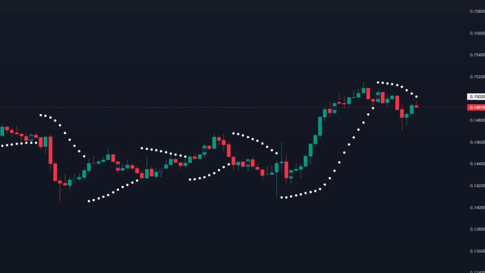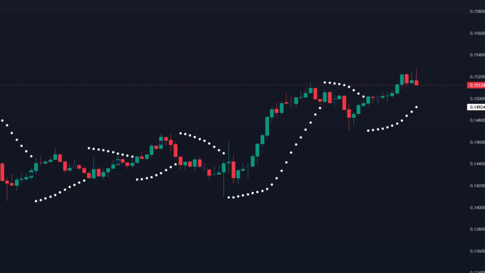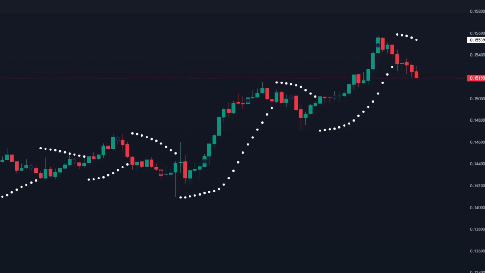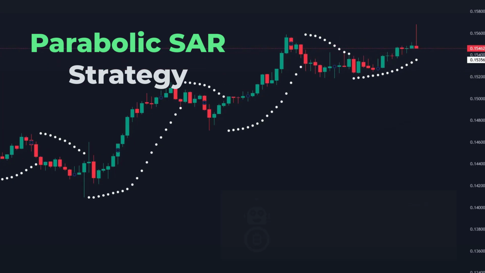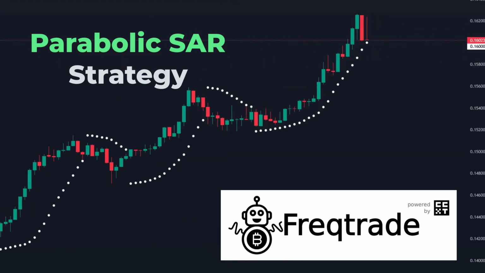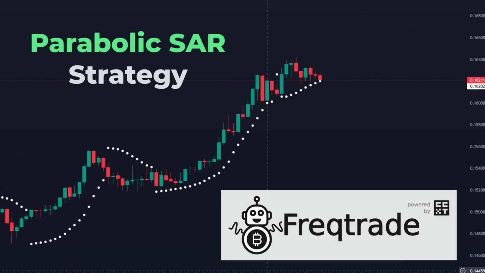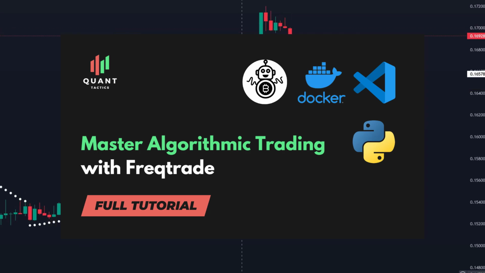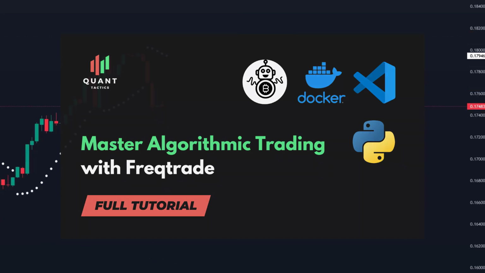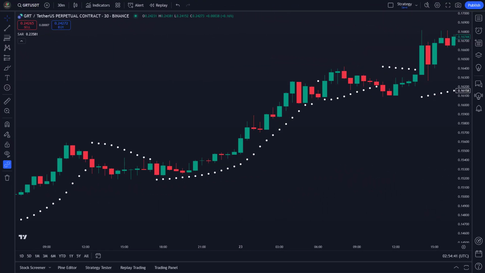Today we're diving into a powerful trading strategy that you've probably seen floating around the internet, the Parabolic SAR strategy. I'm going to test this strategy using Freqtrade, an awesome open source algorithmic trading bot. If you're looking to learn Freqtrade, the tutorial link is in the description below. So, let's get started. First, let's break down the Parabolic SAR strategy.